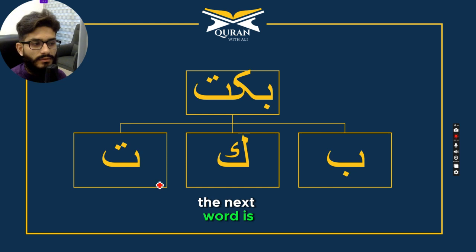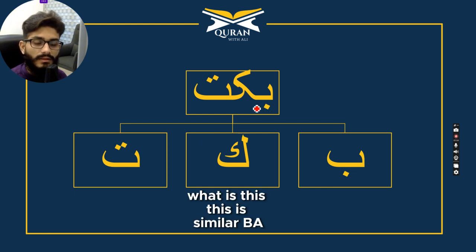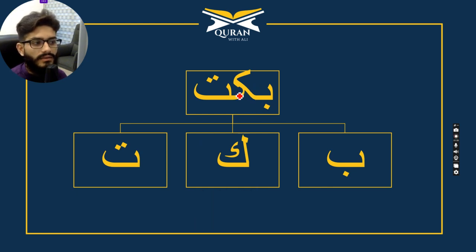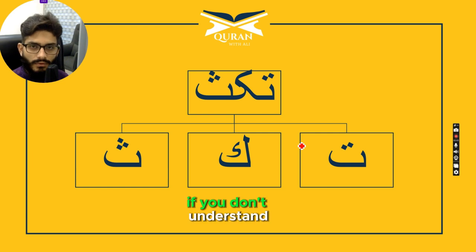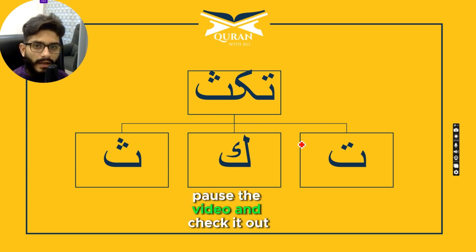The next word is, what is this? This is similar, ba. This is kaf. Kaf, ba, kaf, and the two dots, what is known as ta. Ba kaf ta. Ba kaf ta. And what about this? This is ta kaf tha. If you don't understand, pause the video and check it out.